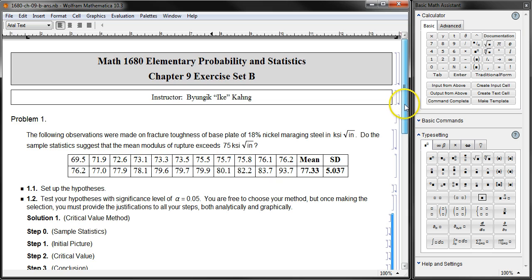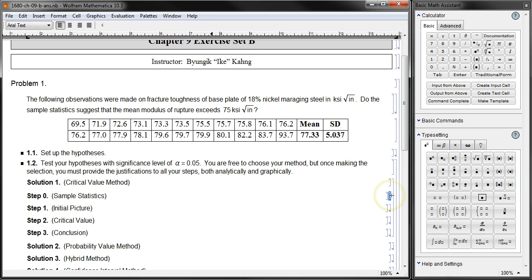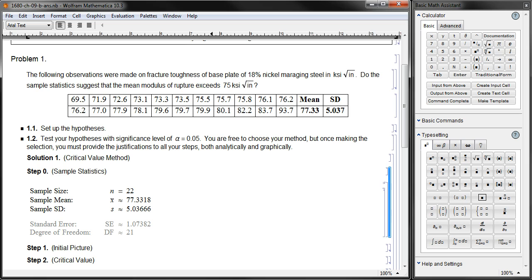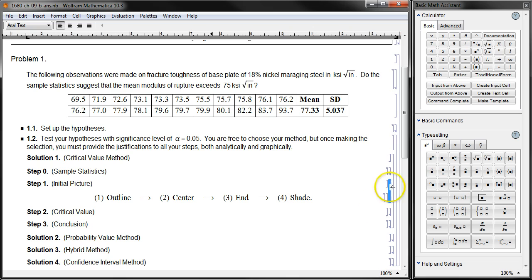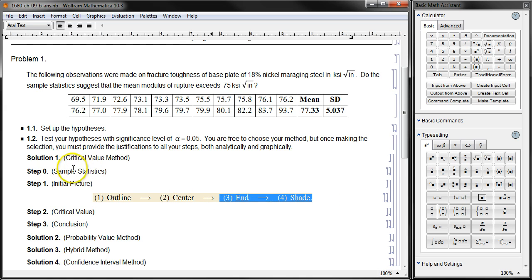Let's begin with the sample statistics here. Sample size of 22, sample mean, sample standard deviation, the computations of all these are here. Standard error and degree of freedom, of course, are simple to find. And here is the initial picture. Outline, center, end, and finally shade. The end and shade parts must reflect the critical value approach. Here we go.